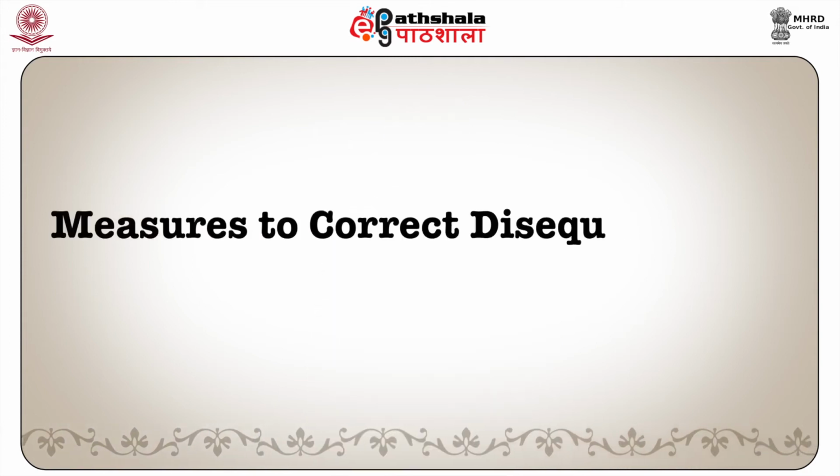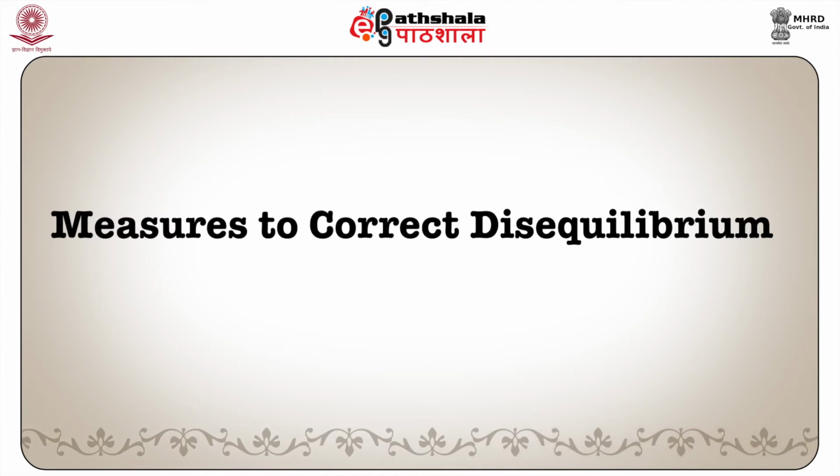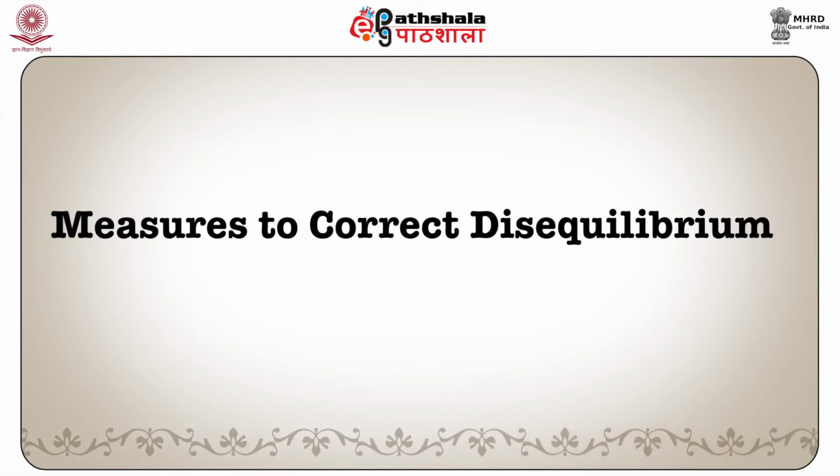Now we shall understand the measures to correct disequilibrium in balance of payments. There are various measures which can be used to correct balance of payment disequilibrium depending upon the nature of the disequilibrium. These measures may be automatic as well as deliberate. Further, deliberate measures are in the form of monetary, non-monetary or fiscal measures and other measures. Other measures include political, social and international measures.